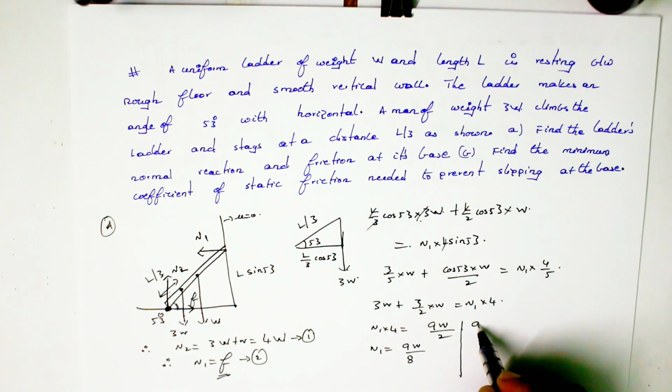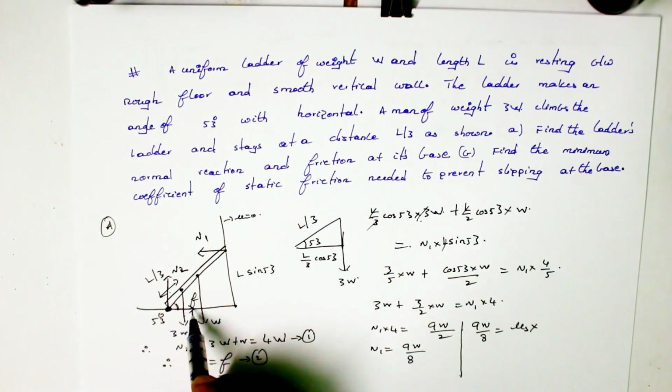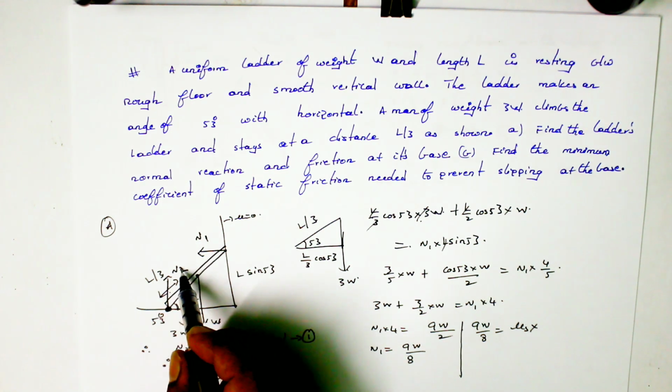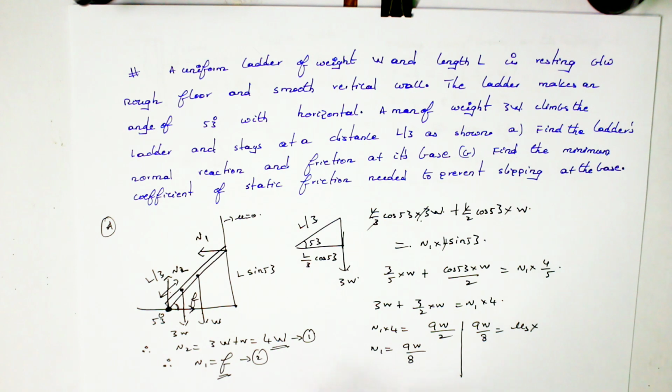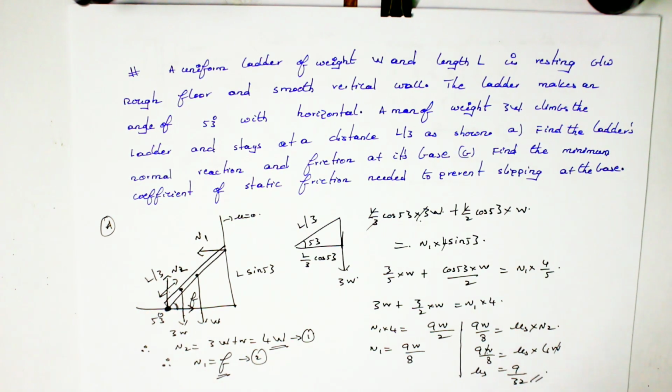So therefore 9W by 8 is equal to mu s into N2, because this friction is due to the normal reaction N2, whose value we have already calculated as 4W. So 9W by 8 should be equal to mu s into 4W. So W and W get cancelled. So mu s is equal to 9 by 8 4s are 32. So this is the minimum coefficient of friction required so that this rod does not slip.